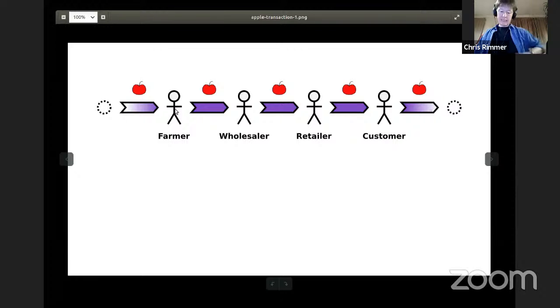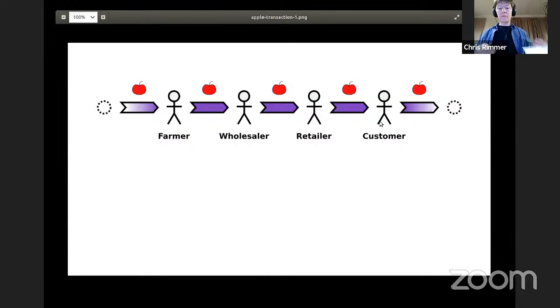So now he has an apple added to his net worth, and it doesn't affect anybody else's net worth. Next, he passes it on to a wholesaler. At that point, the farmer's net worth goes down by the apple and the wholesaler's goes up by the apple. Then we move on to the retailer. Again, the wholesaler's net worth goes down by an apple, and the retailer's goes up by an apple. Then it gets passed to the customer. Same thing happens again. And then finally, the customer eats the apple, and the customer's net worth goes down by one apple, but nobody's net worth goes up by one apple.